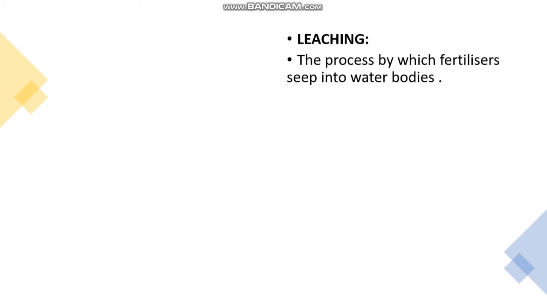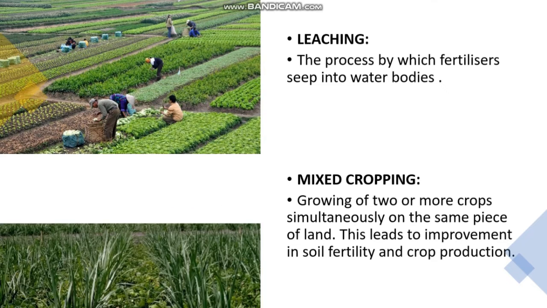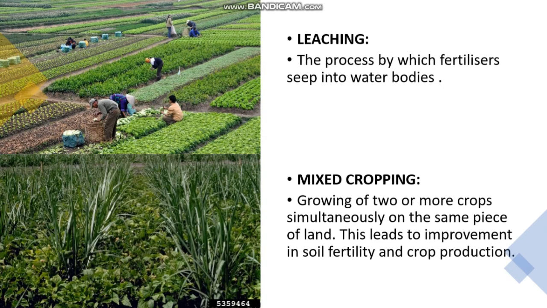Leaching. The process by which fertilizers seep into water bodies. Mixed cropping. Growing of two or more crops simultaneously on the same piece of land. This leads to improvement in soil fertility and crop production.